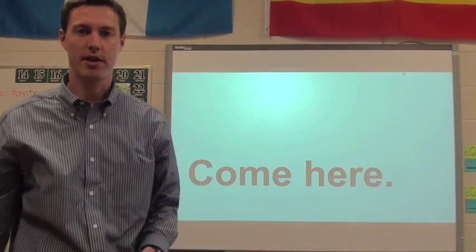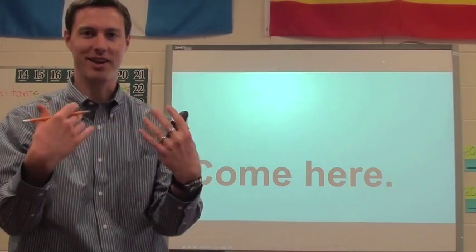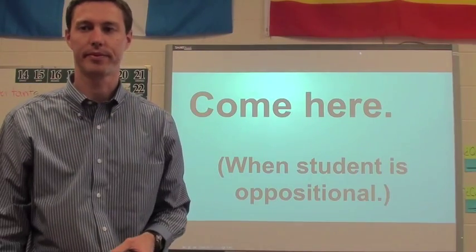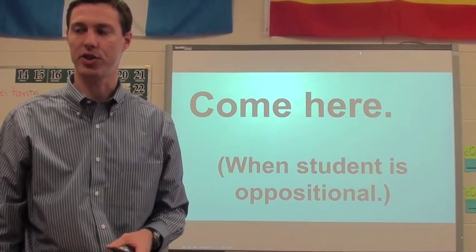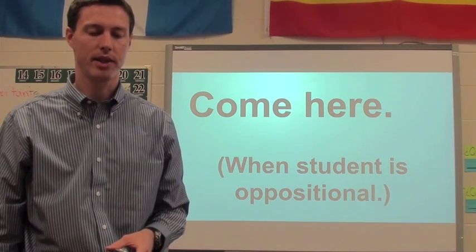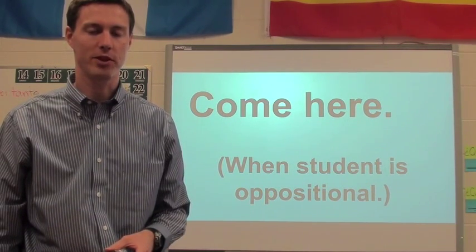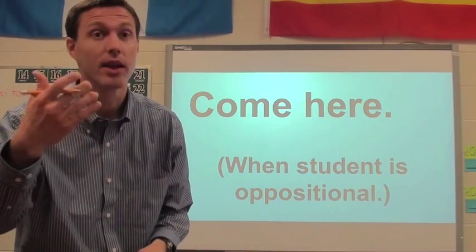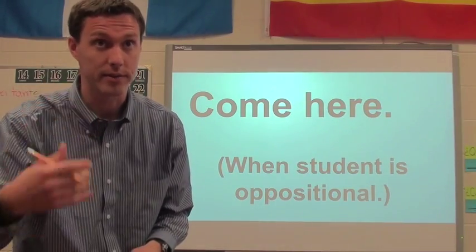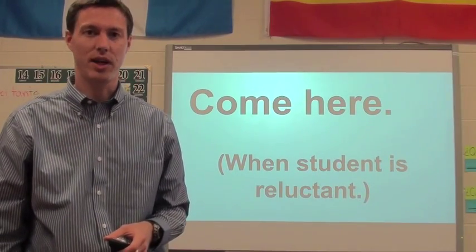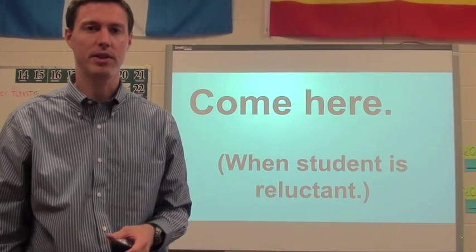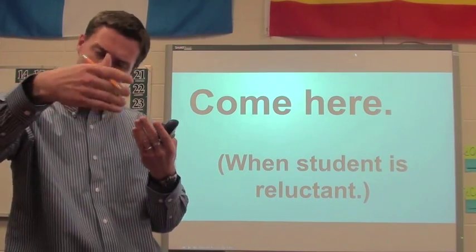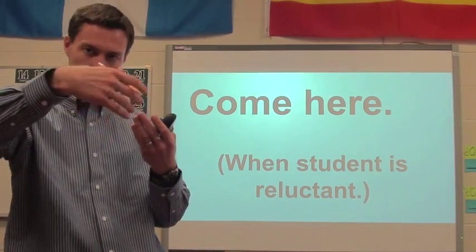I want to tell a student to come here, and say, come here, come here, come here. When a student is oppositional and I need them to come here, I would say, what's my gesture for that? Raise my eyebrows. Come here, come here. When a student is reluctant and I want them to come here, I would say, just like nod my head like a little compassionate brow. Come here, come here.